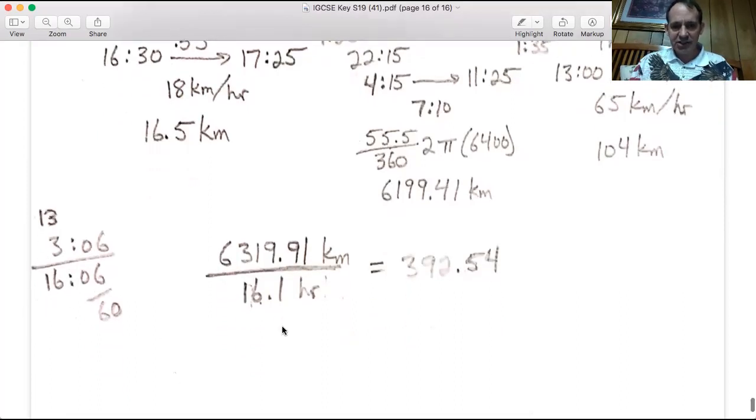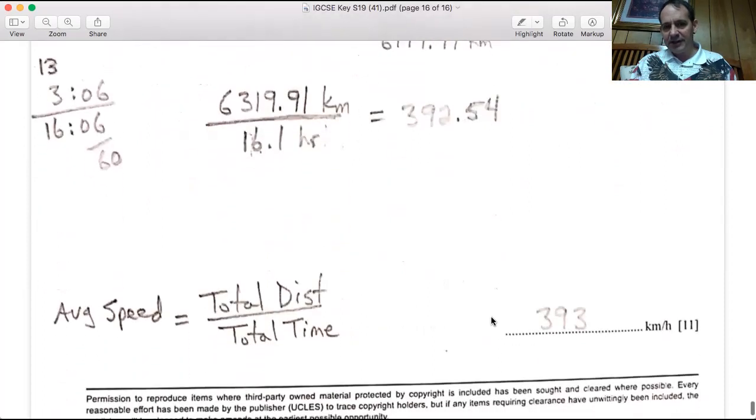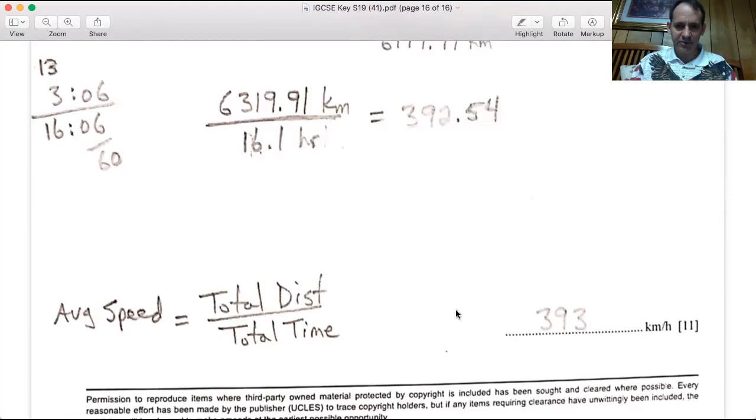Again, we want to change it to a decimal. So it's 16 plus 6 divided by 60, and that changes it to a decimal, 16.1 hours. So our average speed is now 392.54. To 3 significant digits is 393 kilometers per hour is the average speed.